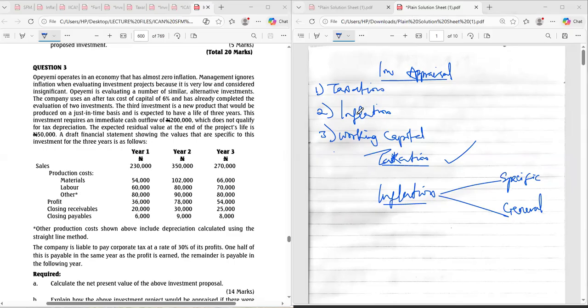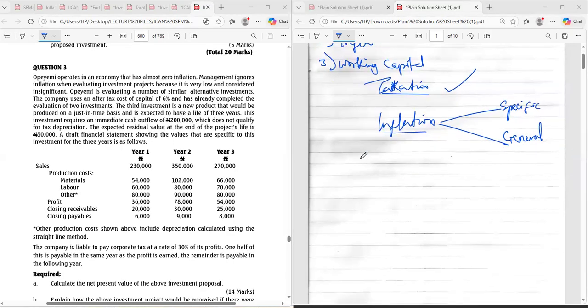Does that make sense? To understand inflation, you must understand what we call money cash flow and real cash flow. So let's start with real cash flow. Cash flow means money that comes in or out, I mean, movement of cash. Now, real cash flow simply means money that has not yet been affected by inflation.